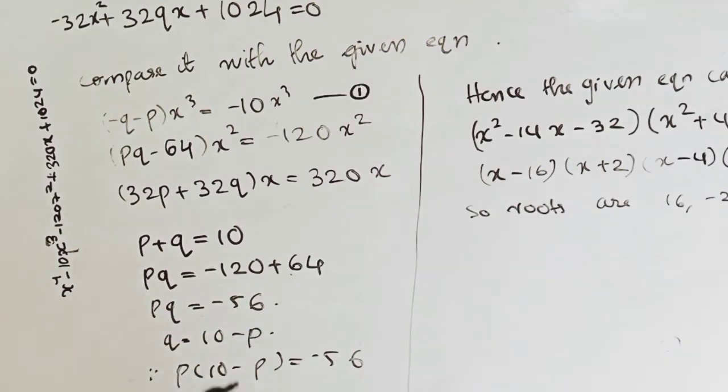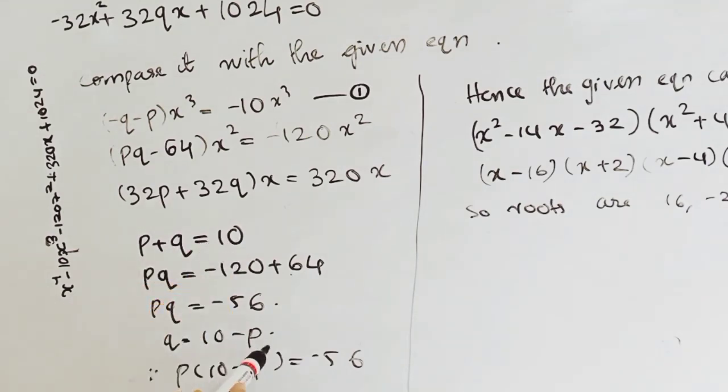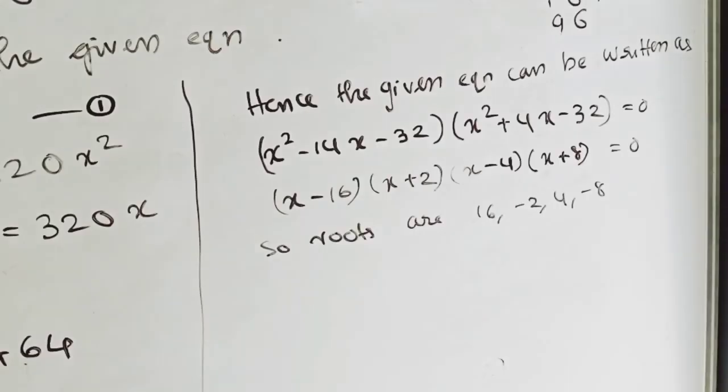So pq is minus 56 and p plus q is 10, then q will be 10 minus p. That is, p into (10 minus p) is equal to minus 56, then p will be 14 and q is equal to minus 4. Hope you got how we get p and q. If p into (10 minus p) is minus 56 and p plus q is 10, then p equals 14 and q equals minus 4, you will get it while solving. Now we got p and q.